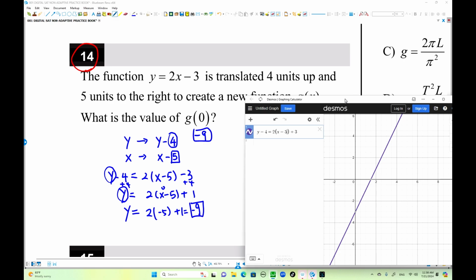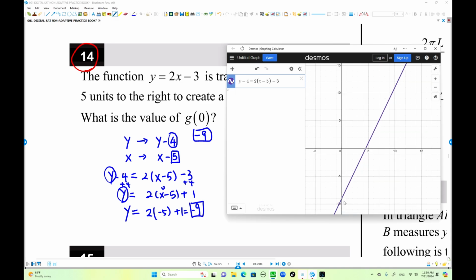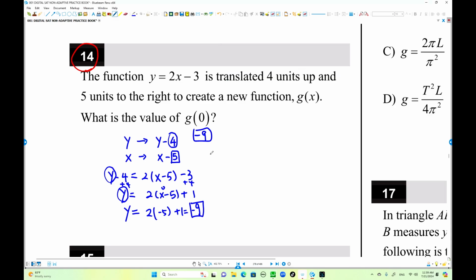Y minus 4 equals 2 times x minus, sorry, this is minus 3, right? Sorry. So where is the y-intercept? At x equals 0, all the way down over here. This is the y-intercept, okay? This Desmos approach is very useful. All right, so minus 9 is the answer.